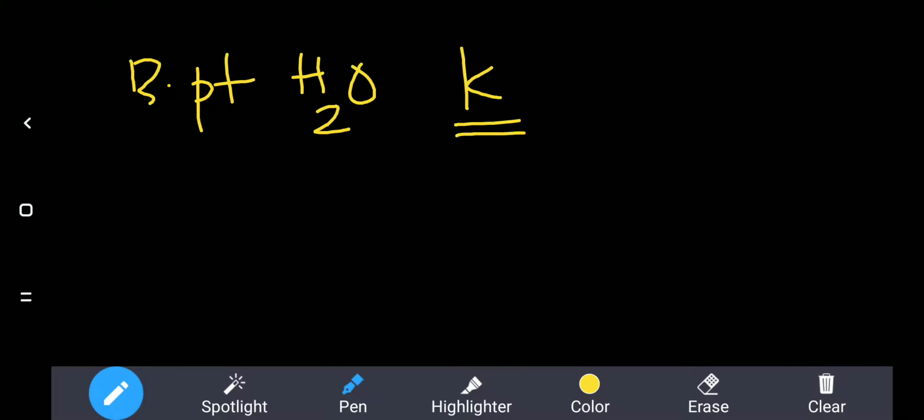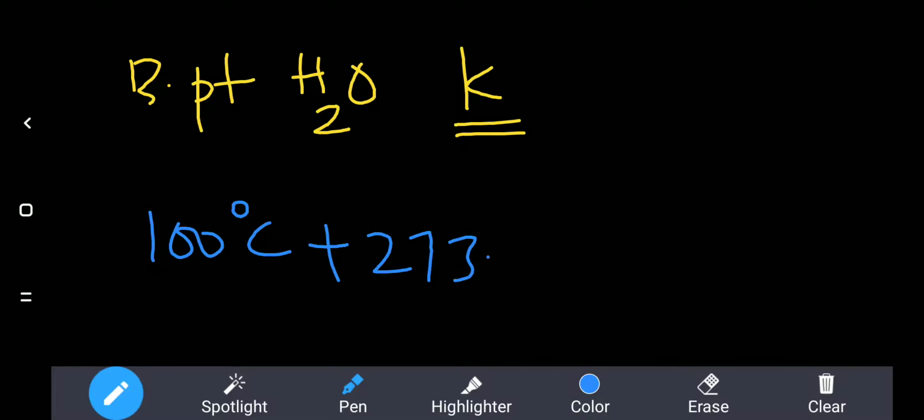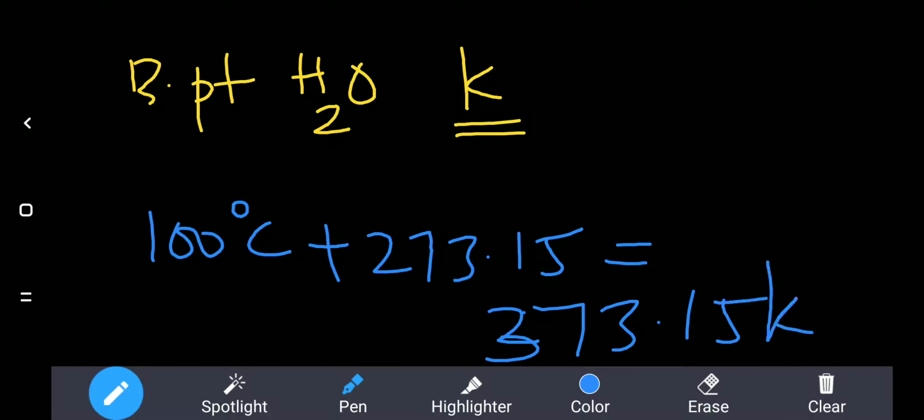Let us move on to more examples here. Boiling point of water. If someone is asking you in Kelvin, what your answer should be, we all know that 100 degrees Celsius is the boiling point of water. 100 degrees Celsius plus 273.15 is going to give us the answer 373.15 Kelvin as the boiling point of water. In degrees Celsius, everyone knows it is 100 degrees Celsius.